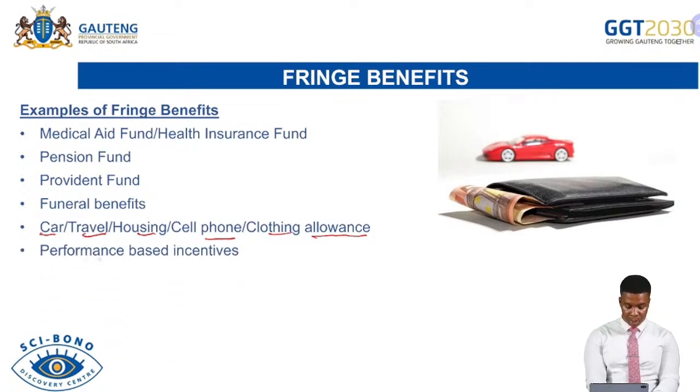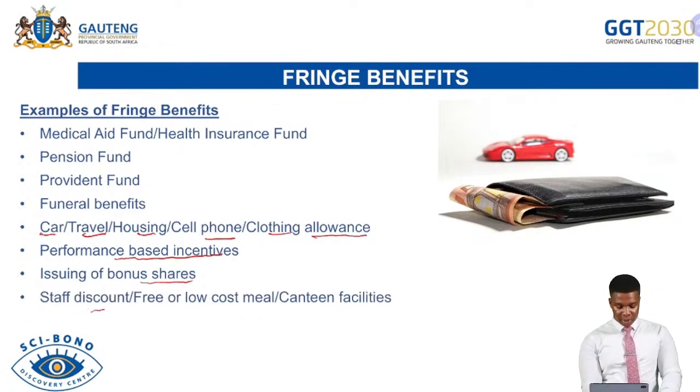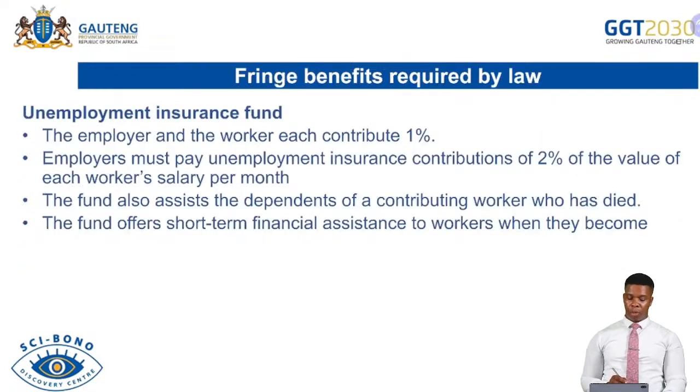Furthermore, another example of a fringe benefit can be performance-based incentives. These are incentives given to workers for doing a great job. And then the issuing of bonus shares is part and parcel of giving employees benefits beyond their salary. Because when a business issues bonus shares, it allows this worker who has been working hard to get a share or ownership in the business by giving them shares, which we call bonus shares. And then staff discounts are part and parcel of the fringe benefits, because they allow for free or low cost meals as well, or canteen facilities. So those are your examples of fringe benefits.